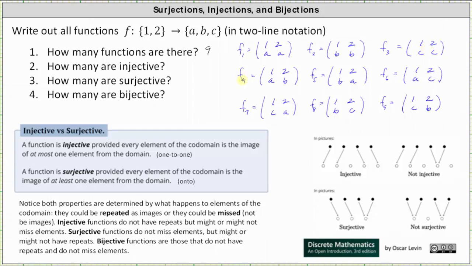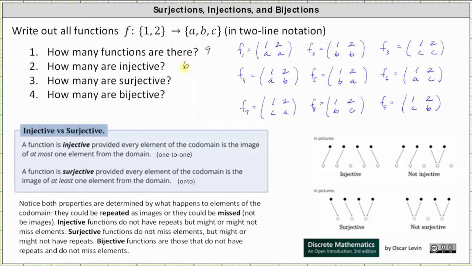However, functions f sub 4 through f sub 9 are injective because the 3 elements from the codomain are images of exactly 1 element from the domain, or 0 elements from the domain, which does satisfy the definition that every element of the codomain is an image of at most 1 element from the domain. At most means 0 or 1. So there are 6 functions that are injective.